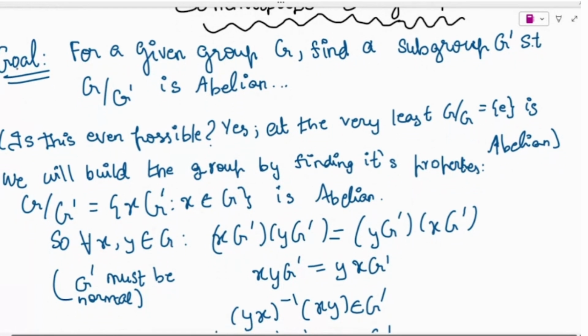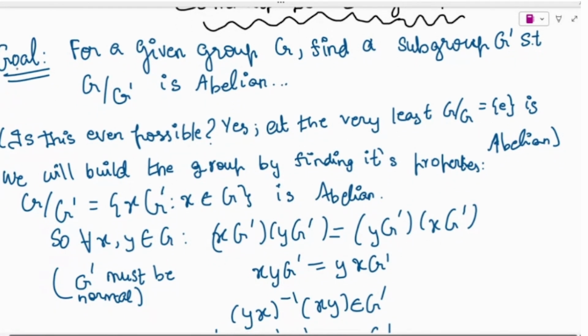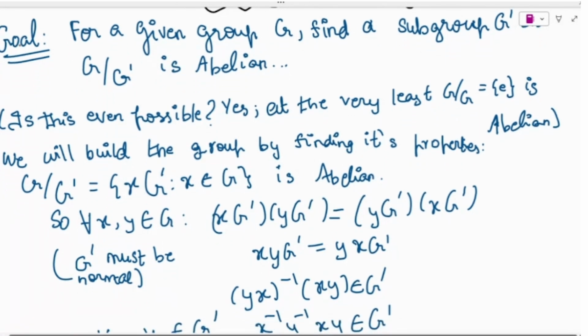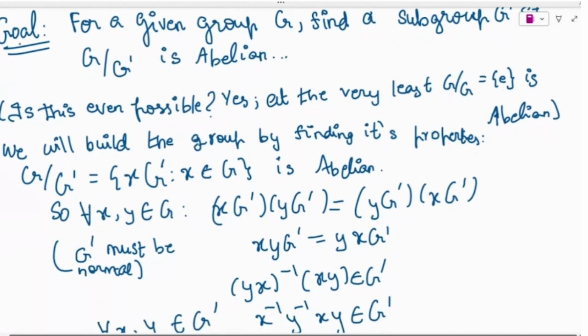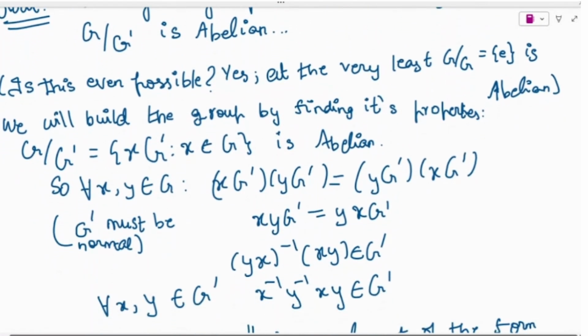So let's first ponder the question: is this even possible? Yes. At the very least, if no subgroup works, the whole group itself will give the identity, that is the trivial group, which is abelian. So this question is well defined, that is, we are completely good to go. We will build the subgroup by first finding a few properties of it, maybe to get us a few hints.